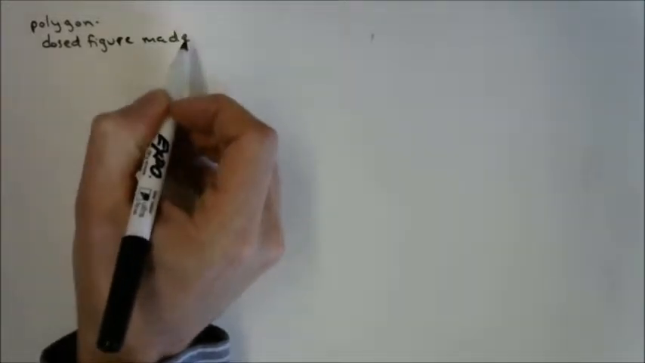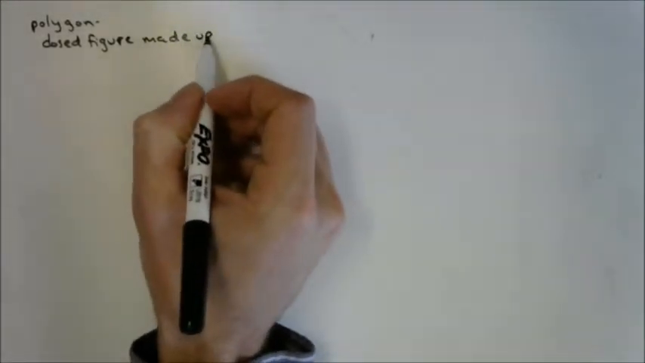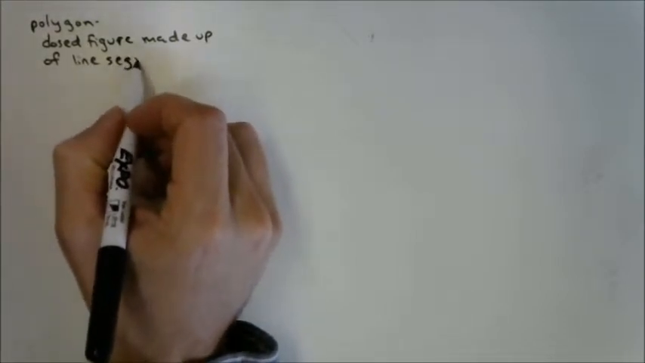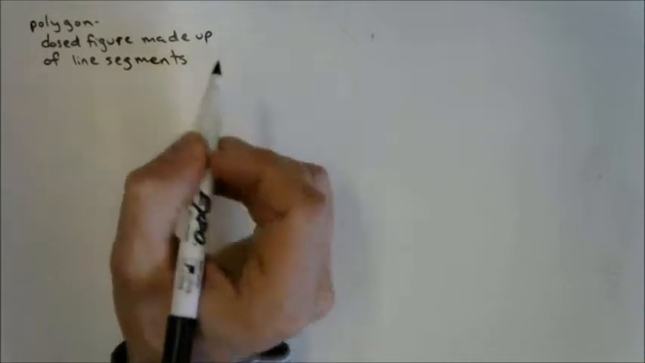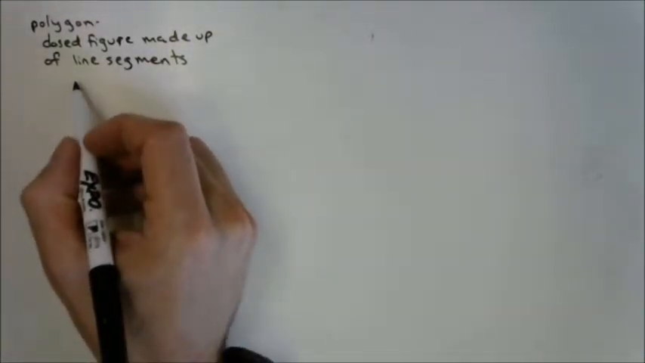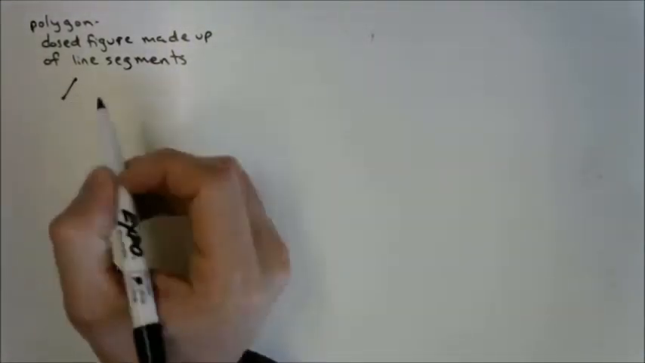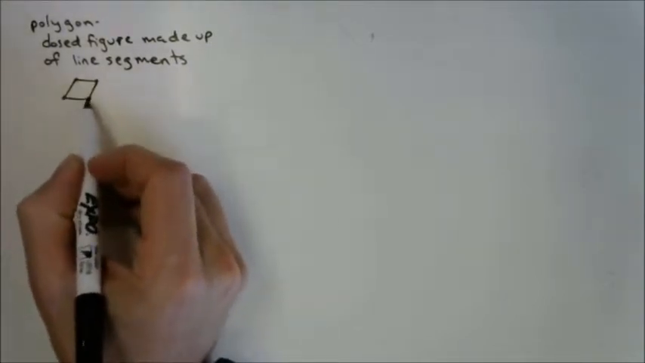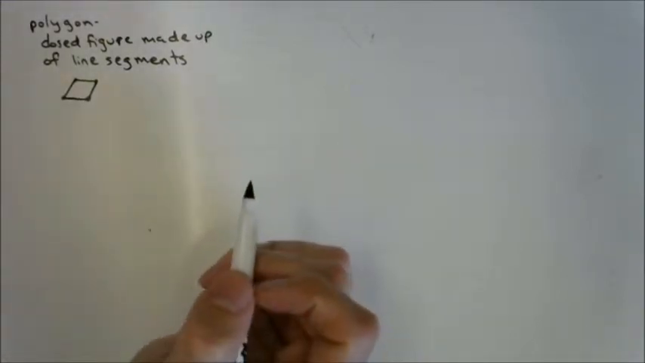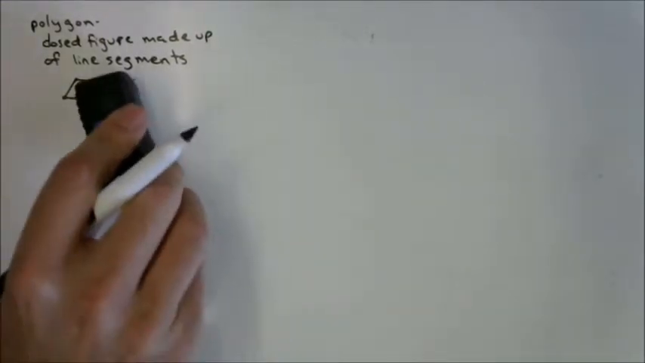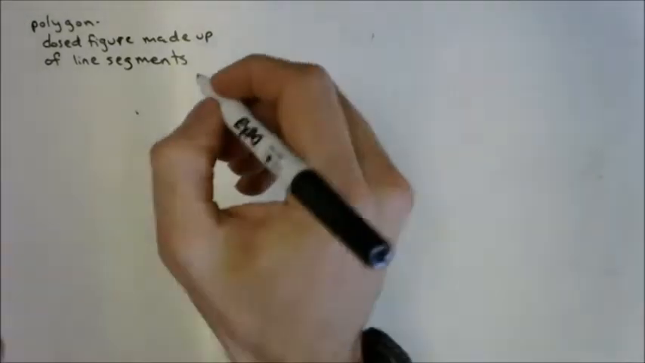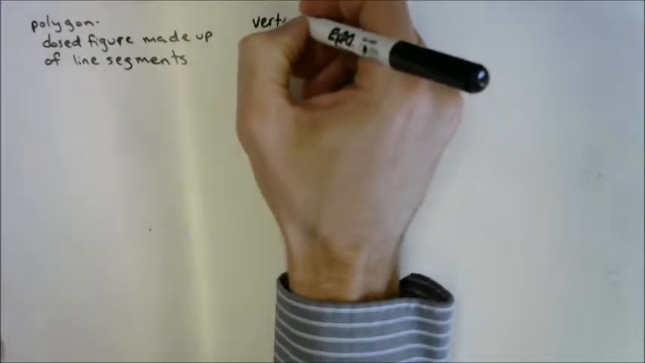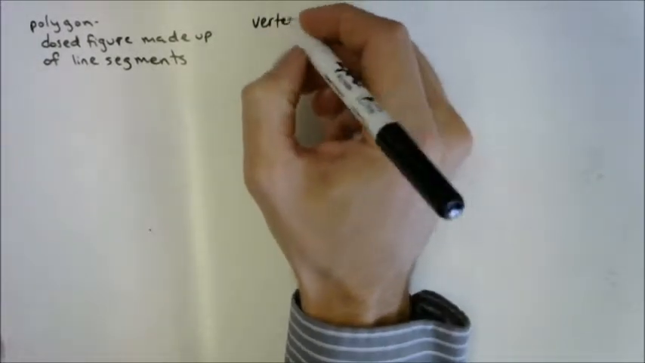made up of line segments. A closed figure made up of line segments. You don't need to draw this example, but there's a line segment, and if I get another line segment and another line segment, and I eventually close it using line segments, I've created a polygon. Yay, a polygon. That was specifically a quadrilateral. Yep, way to go.